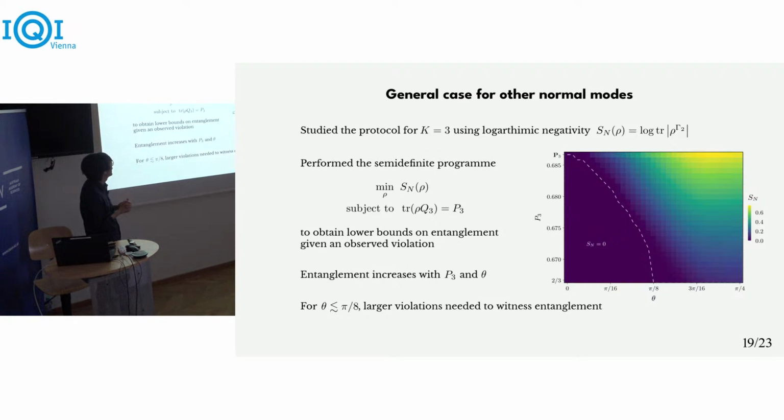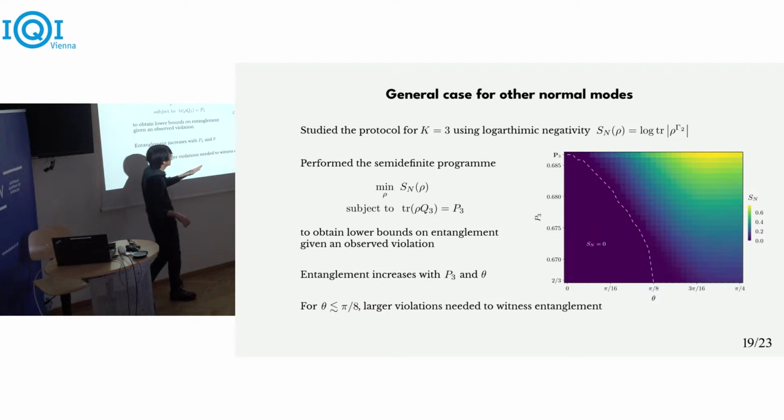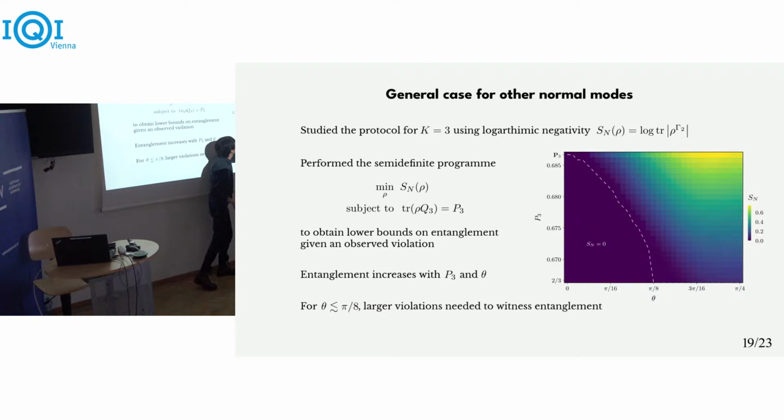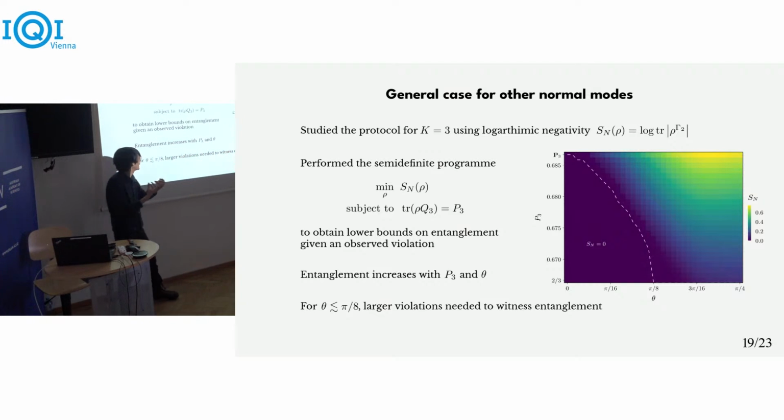The dashed line here separates no entanglement from having entanglement. If you are beyond this, you need a larger violation to detect some kind of entanglement. And of course, if theta equals 0, this is just you performing the protocol on one of the oscillators. So no matter how much violation you get, you can't detect any entanglement. This is how the graph is read.